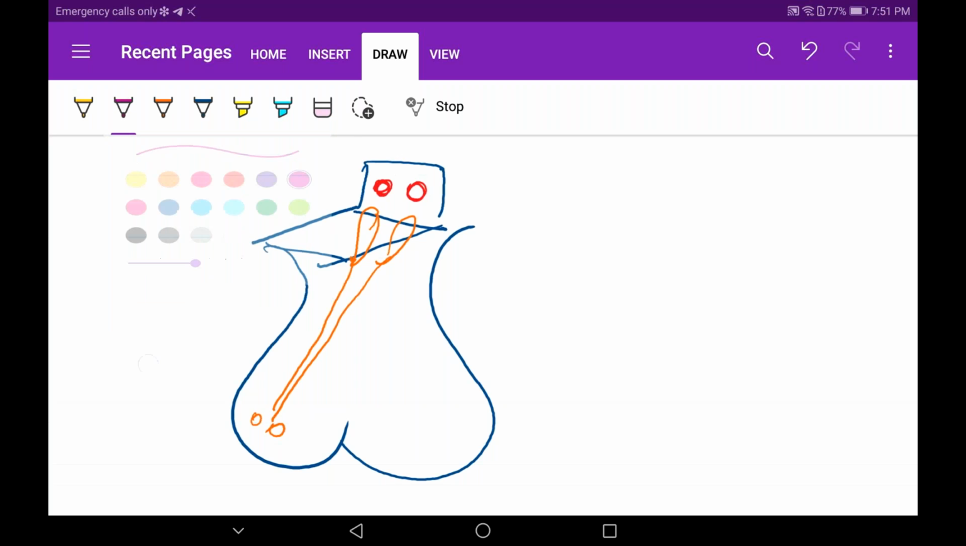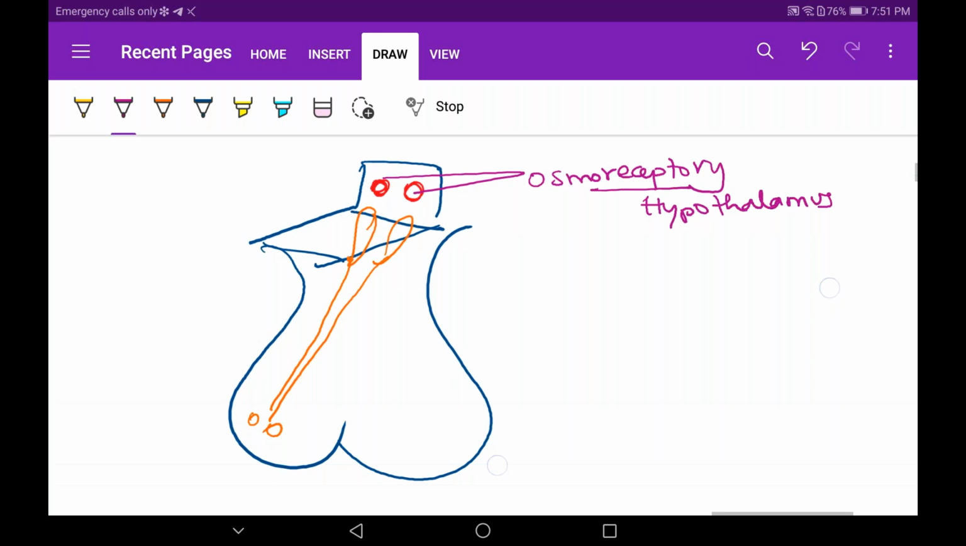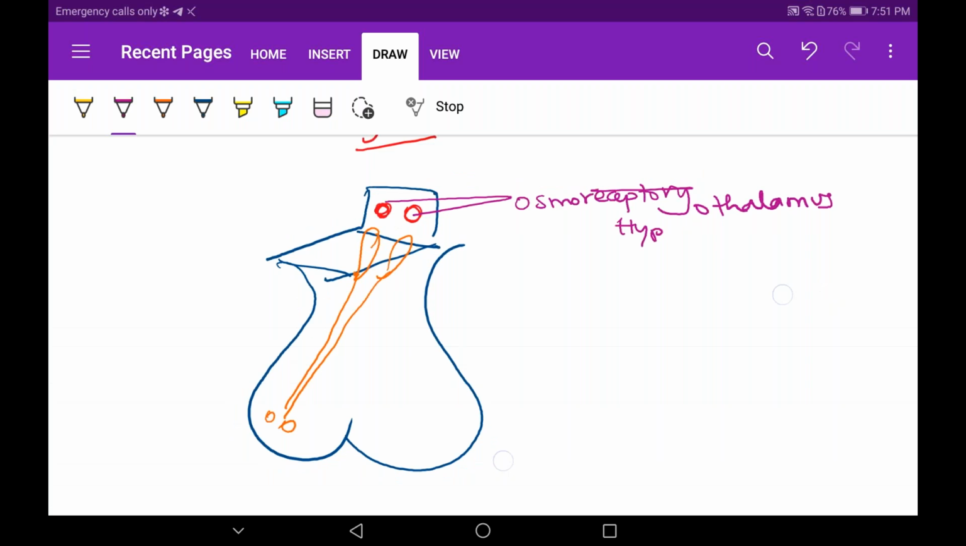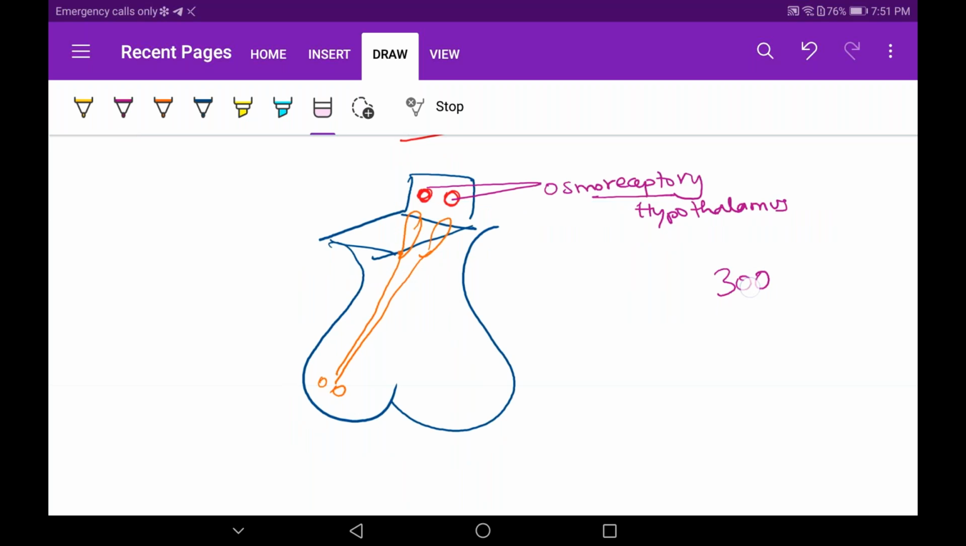Let's label the parts. This I'm giving a name as osmoreceptors, present in the hypothalamus. In the hypothalamus, there are certain osmoreceptors. Osmoreceptors means what? Tell me. These receptors are sensitive to changes in the osmolarity, meaning if it changes from 300, these osmoreceptors will get activated.